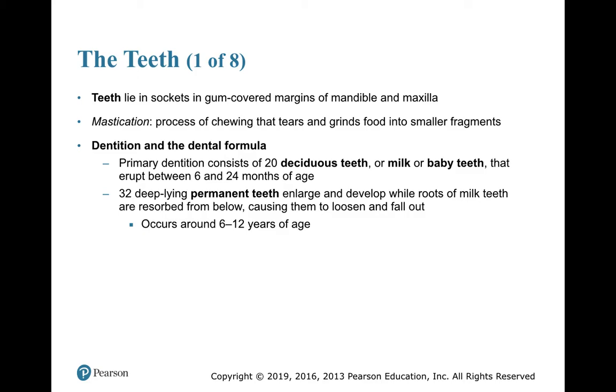So dentition means how we get our teeth. In primary dentition, we have 20 deciduous teeth. If you are familiar with trees, you know that deciduous trees lose their leaves in the fall, and so deciduous teeth fall out. They are also referred to as milk teeth or baby teeth. They erupt between 6 and 24 months of age, and they will eventually fall out somewhere between 6 and 12 years of age. Below those, there are 32 deep-lying permanent teeth that are in the process of enlarging and developing, while the roots of the milk teeth are being resorbed from below, which would cause them to loosen and fall out.